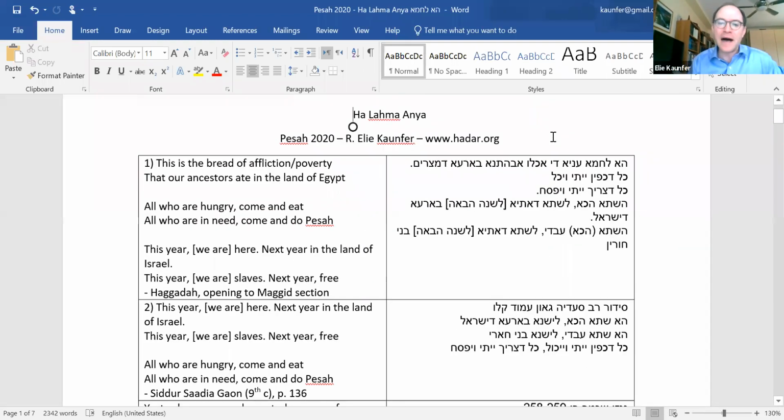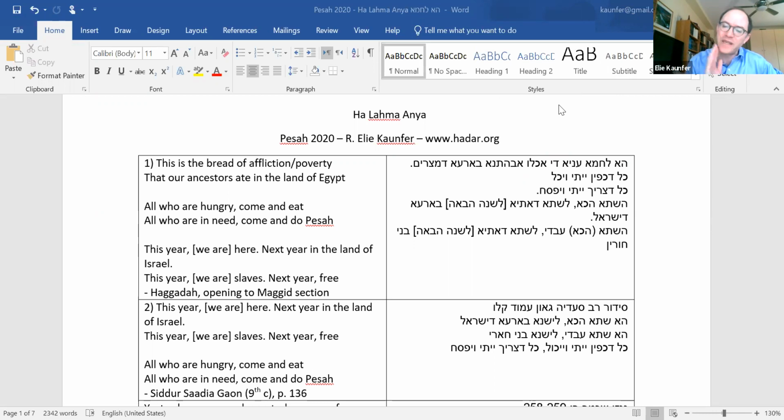Yeah? Okay. Third sentence, Hashata. Hashata hacha lishata de'atya, or lishana haba'ah. You'll notice there's some Hebrew mixed in. The older versions seem to have the entire thing in Aramaic. So lishata de'atya just means lishana haba'ah, next year, be'ara Yisrael, in the land of Israel. And hashata avdei, lishata de'atya lishana haba'ah b'nei chorim. This year we are slaves, and next year we are free.